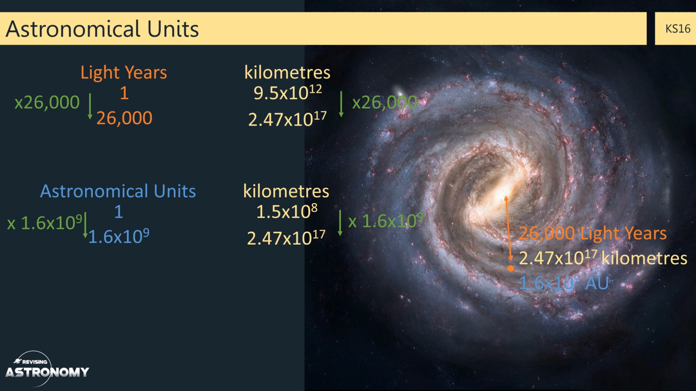You can see why we use astronomical units when measuring distances in the solar system. But when we move to a larger scale, the numbers become too complex again, and we're more likely to use measurements like light years. So now that you're feeling confident with astronomical units, have a go at our questions changing between different units, and good luck.